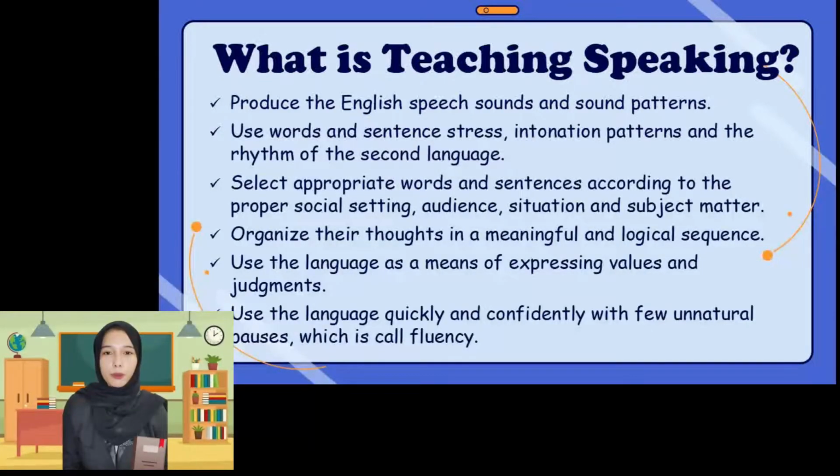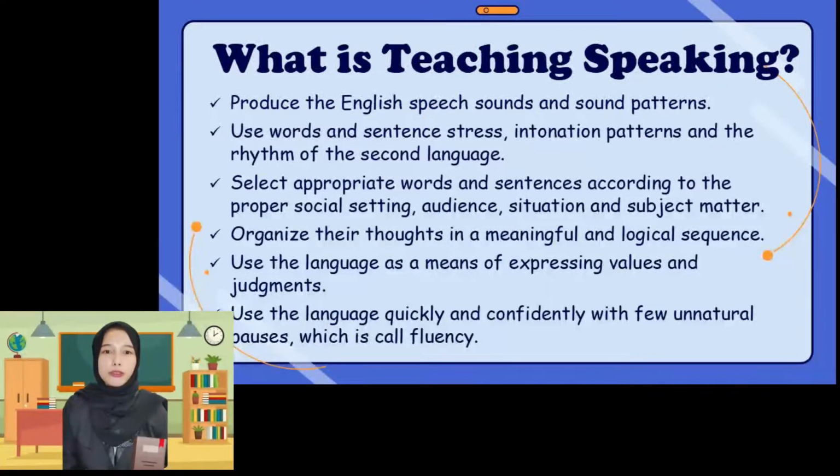Yes, very good. So the next one is to organize their thoughts in a meaningful and logical sequence. It means that when speaking, you need to first organize your thoughts. They need to be in a sequence by order, but in a meaningful way.